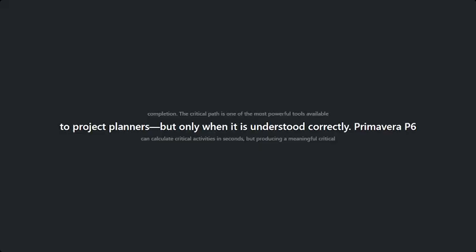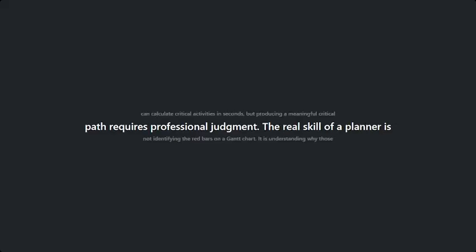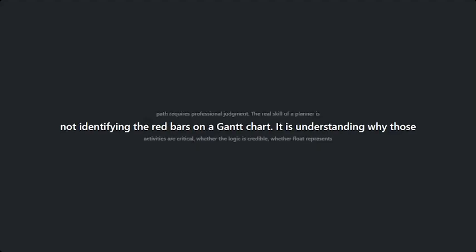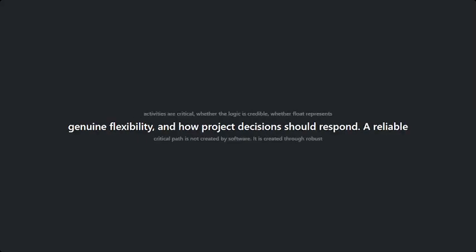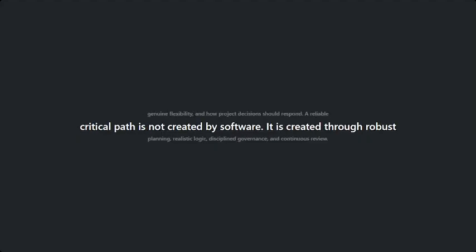Primavera P6 can calculate critical activities in seconds, but producing a meaningful critical path requires professional judgment. The real skill of a planner is not identifying the red bars on a Gantt chart. It is understanding why those activities are critical, whether the logic is credible, whether float represents genuine flexibility, and how project decisions should respond. A reliable critical path is not created by software.